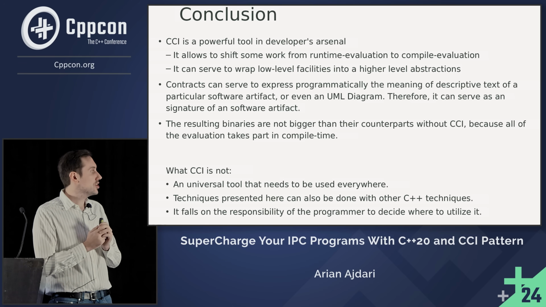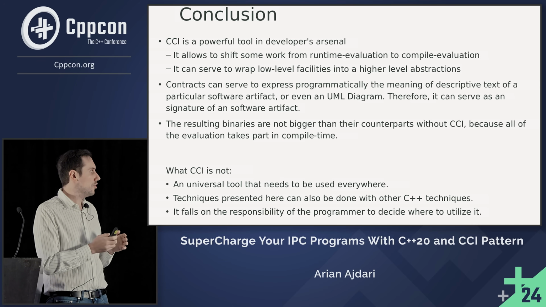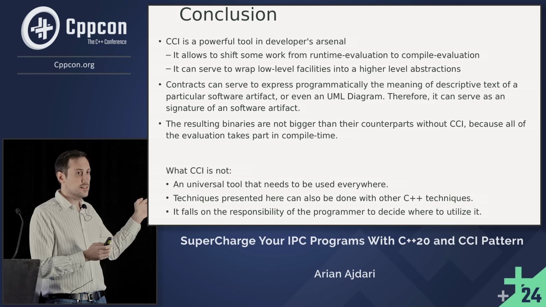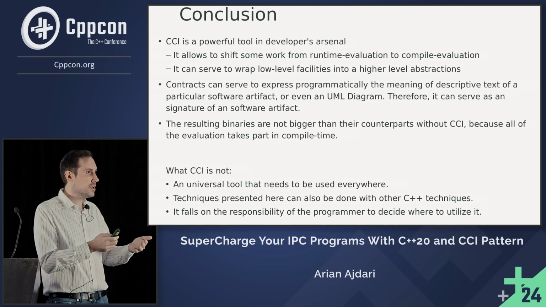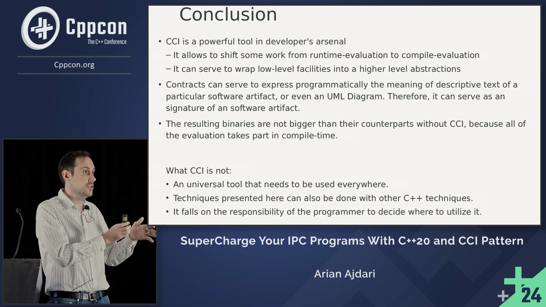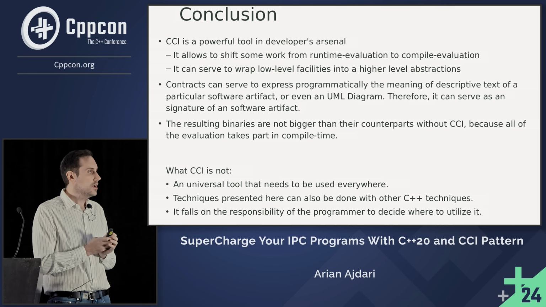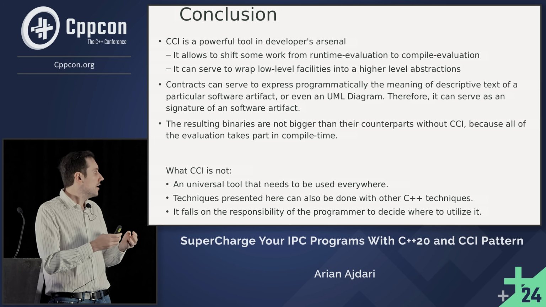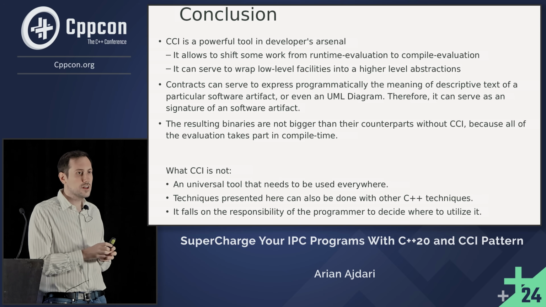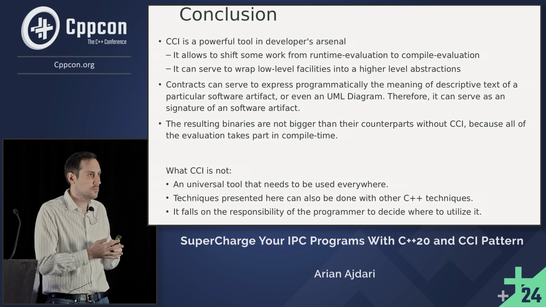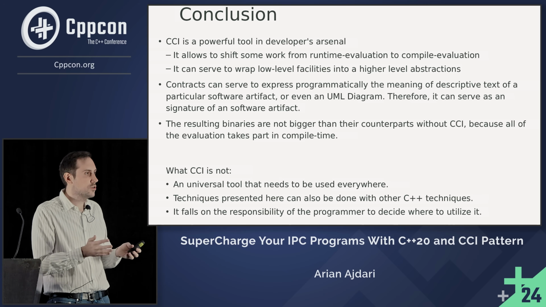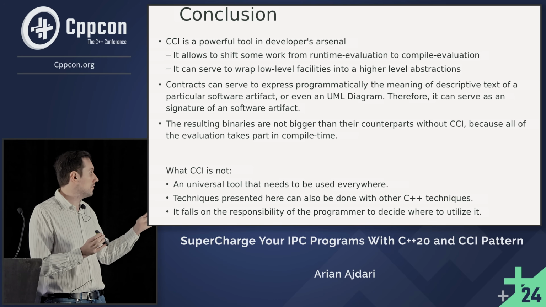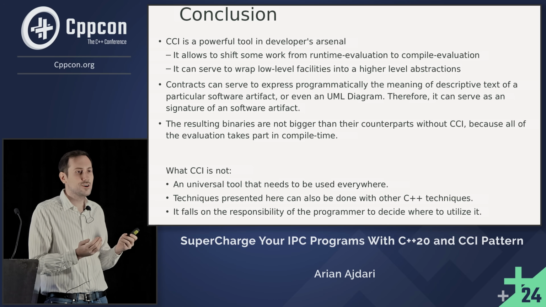And we also need to make sure to understand what CCI is not. It's not a universal tool that needs to be used everywhere. The examples presented here were more of an academic nature, where I tried at each parameter to put a concept and just to prove a point. So we need to be smart about it and use it where we really need it. Techniques presented here can also be done with other C++ techniques. I think this is pretty much obvious, because as we know in C++, you can do one thing in many ways. And in the end, it always falls on the responsibility of a programmer to decide where to utilize it.